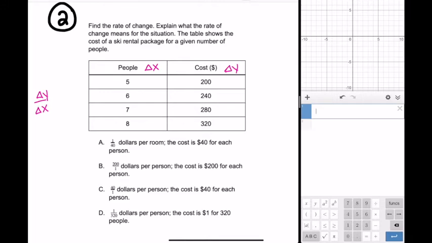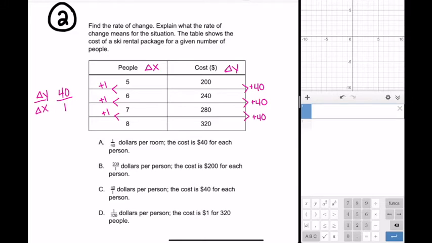Okay, well, the change in y, we want to see if it's constant. If not, we might have to find the average rate of change. So 200 to 240 is going up by 40, 240 to 280, 280 to 320. So that is a constant rate of change of $40. And let's look at how the number of people changes. 5 to 6 is plus 1, 6 to 7, and 7 to 8 is all plus 1.